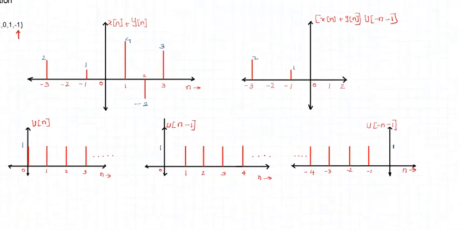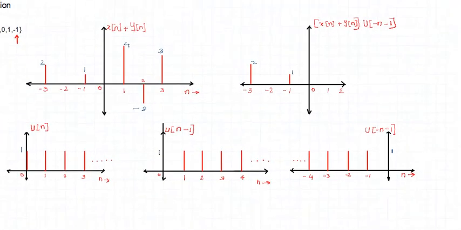So the last step is to multiply the two signals. Which two signals are we intended to multiply? These two. So we have to multiply these two signals, right? Multiply x[n] plus y[n] with u[-n-1]. These two signals we are going to multiply, right?